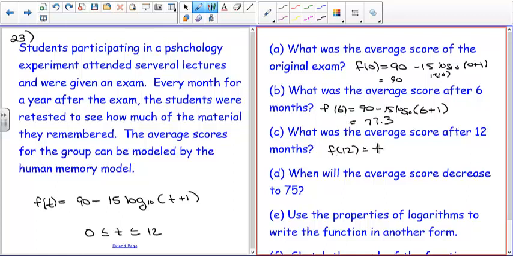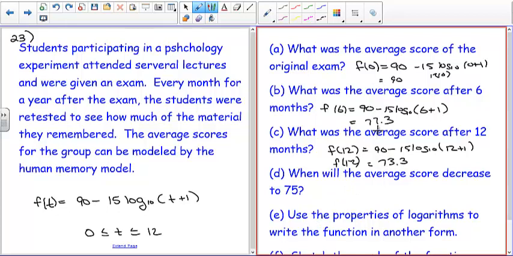So you have 90 minus 15 log base 10 of 12 plus 1. So that's going to be, all we need to do is put in 13 into the log base 10, and we get 73.3. The average gets smaller, or it gets worse.